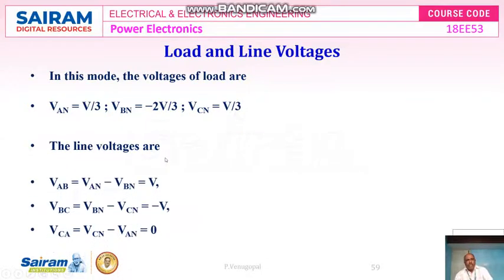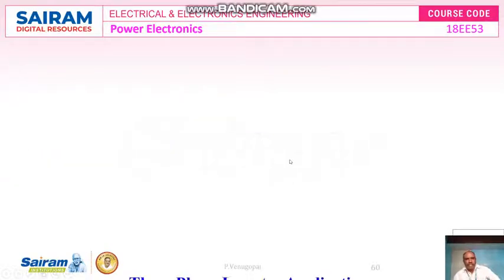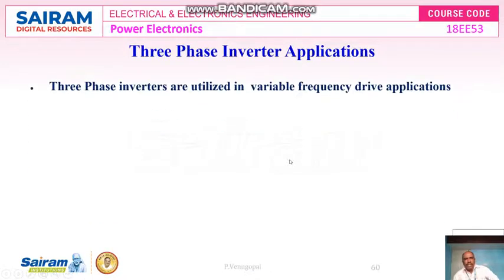Line to line voltages: VAB is the difference of the line voltages VA with respect to neutral and VB with respect to neutral. That is equal to V. And VBC is equal to VBN minus VCN, which is equal to minus V, and VCA is VCN minus VAN. And let us see the applications of the three-phase inverters.